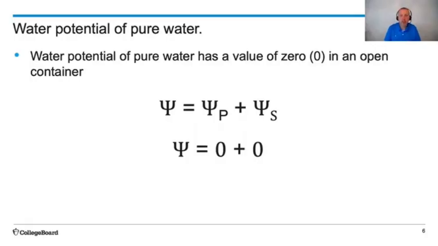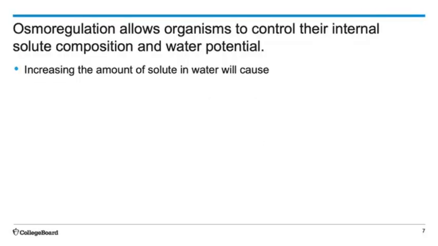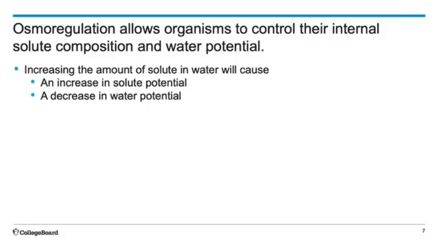Water potential of pure water has a value of 0 in an open container because there's no solutes, plus there's no pressure due to it being in an open container. Osmoregulation allows organisms to control their internal solute composition and water potential. So increasing the amount of solute in water will cause an increase in solute potential, but a decrease in water potential.